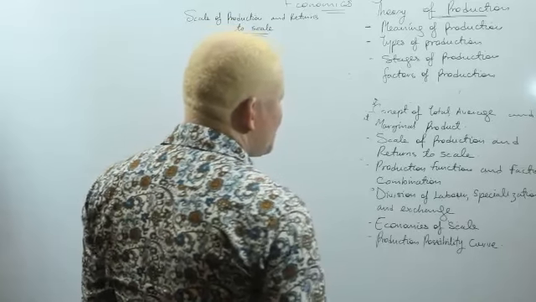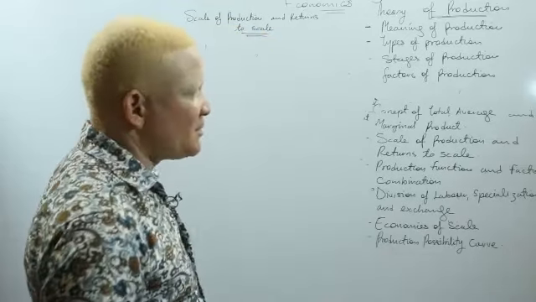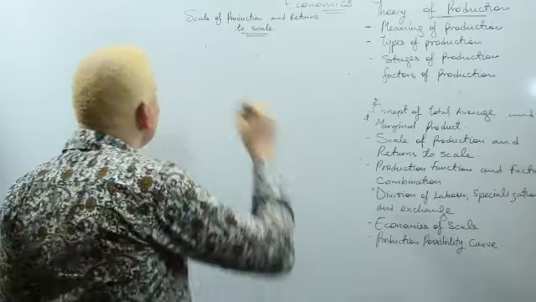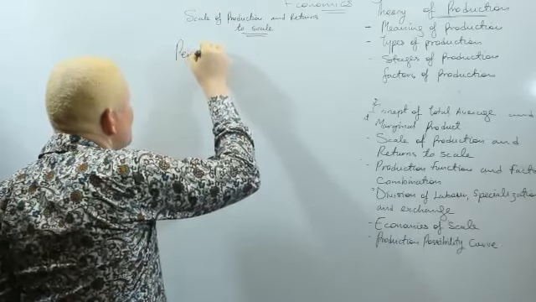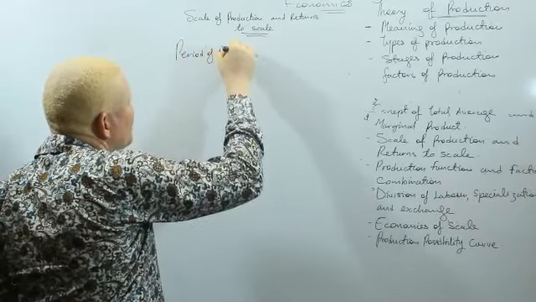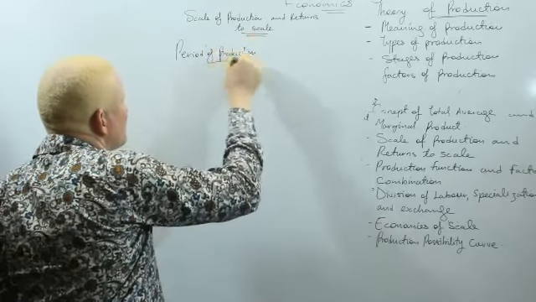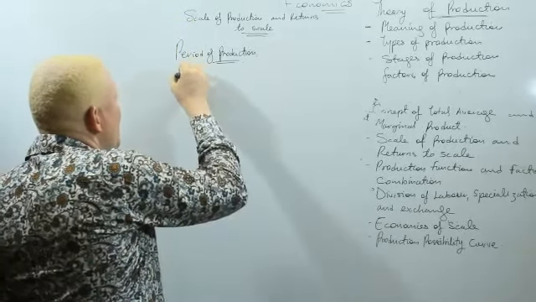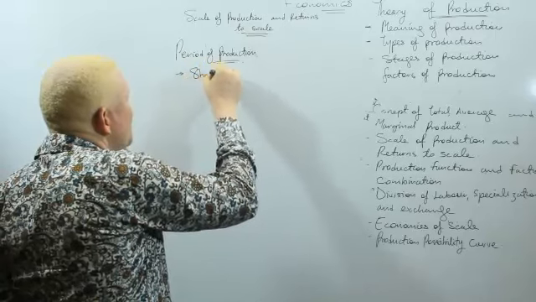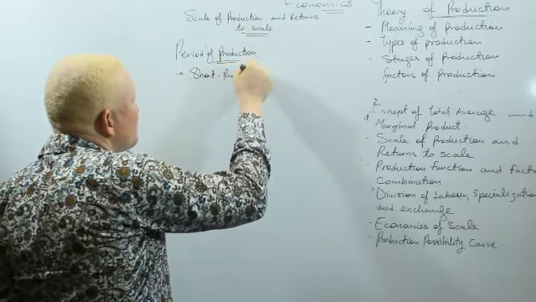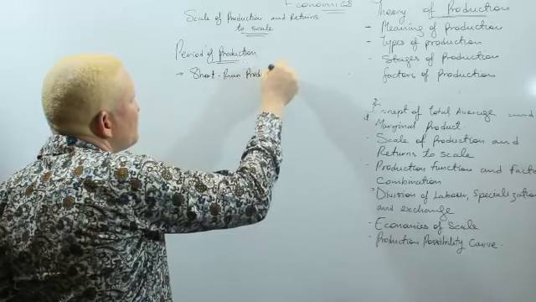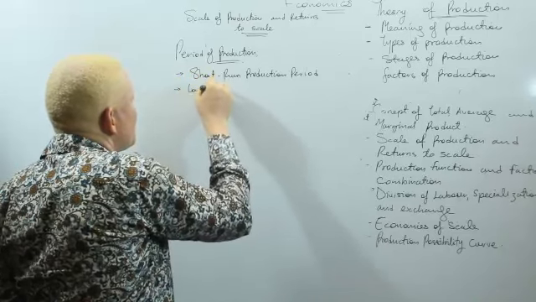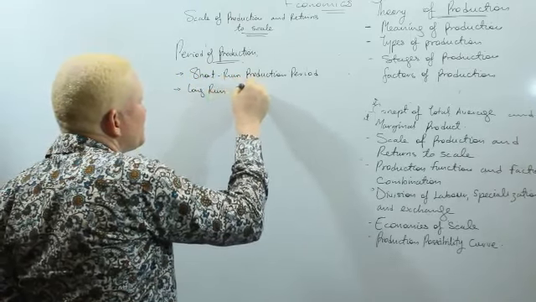Now, the next one we talk about is what? Returns to scale. Now, before we talk about production returns, we talk about the period of production. In economics, we recognize two things. We have the short-run production period and the long-run production period.